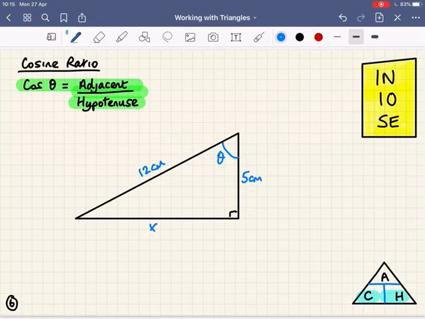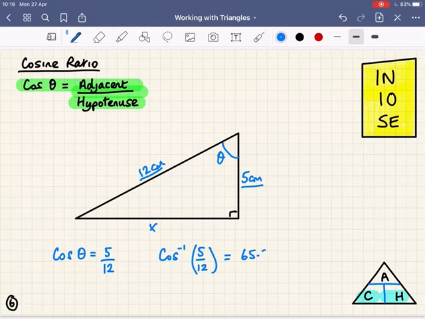So I can write down what I know. I know that the cosine of theta would be equal to the adjacent side, which is 5, divided by the hypotenuse, which is 12. But that doesn't tell me the size of the angle, it just tells me what the ratio for that angle would be. So on my calculator, I would need to do the inverse cosine of 5 over 12, and that would tell me the missing angle. My calculator tells me the angle is 65.38 degrees.